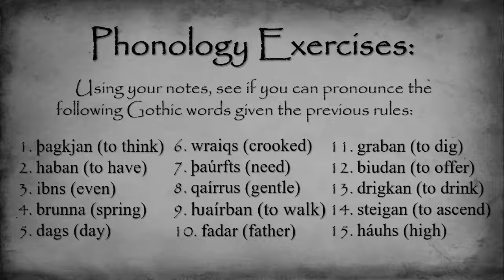Number 1 is þankjan, meaning to think. Number 2 is haban, meaning to have. Number 3 is jains, meaning that. Number 4 is brunna, meaning spring, like a well. Number 5 is dags, meaning day. Number 6 is wraiqs, meaning crooked. Number 7 is þarfs, meaning need. Number 8 is qairrus, meaning gentle.